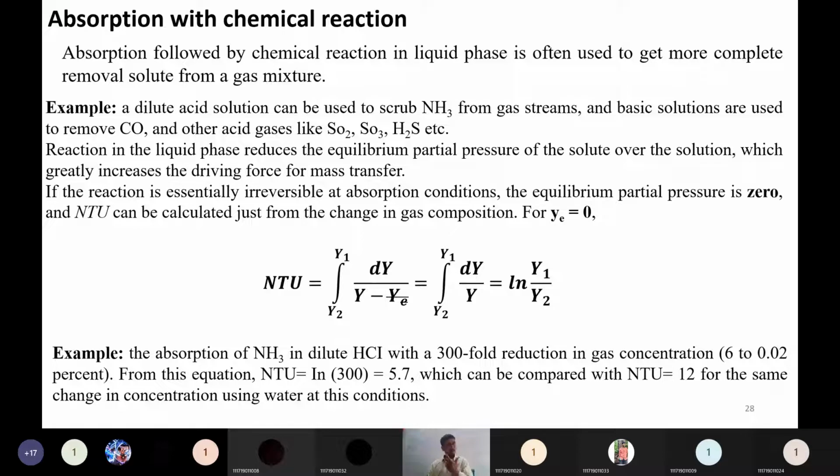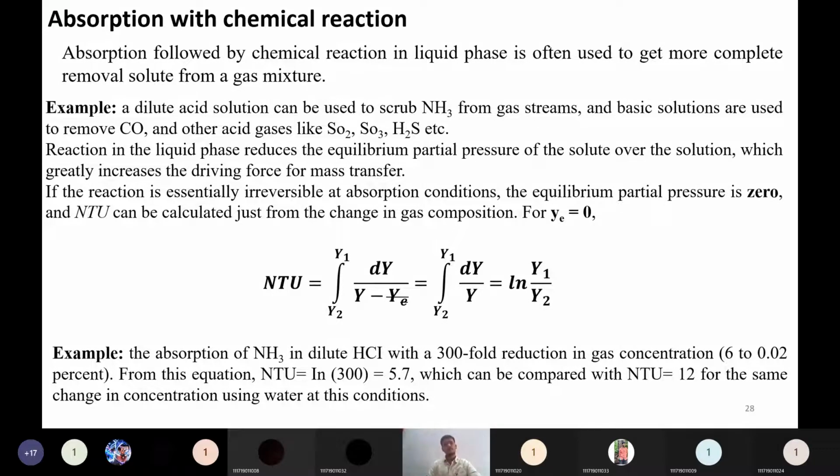So this liquid phase reaction is often used to get more complete removal of solute from a gas mixture. If you want more complete removal of your solute from the gas phase, you have to use absorption with chemical reaction. Then only it is possible. Otherwise, using physical absorption, it is not possible. The majority of the solute will come out in the gas outlet only.